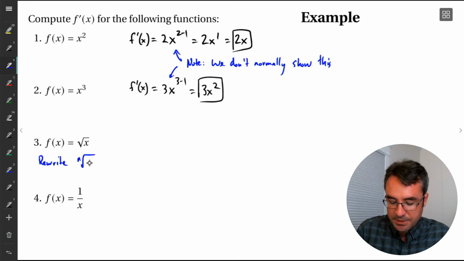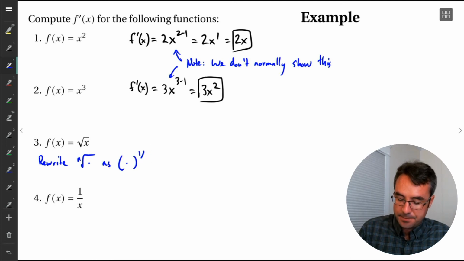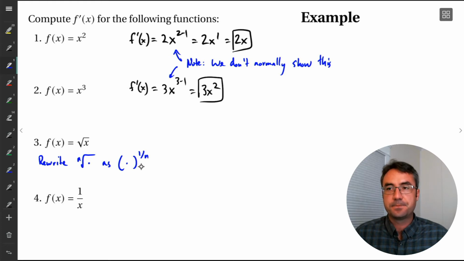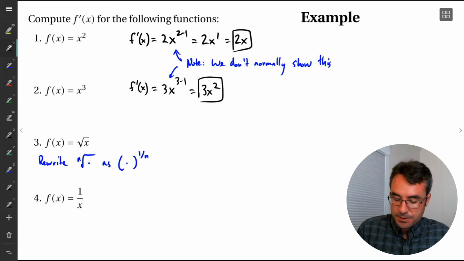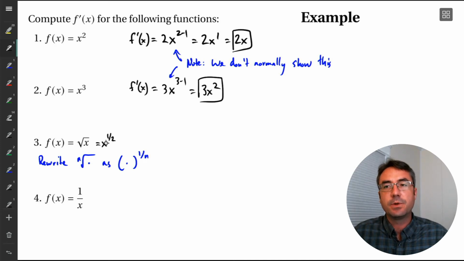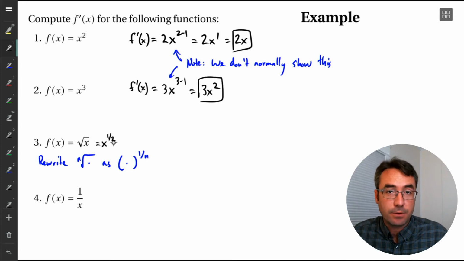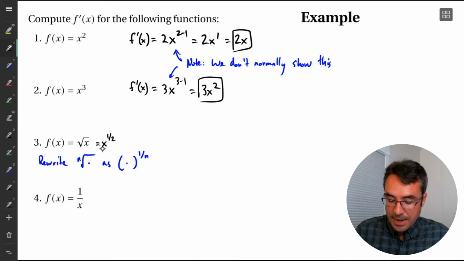So in general, we might see the nth root. We want to rewrite that as raised to the power 1 over n. So the nth root would get rewritten as raised to the power 1 over n. In this function here, it's the square root, so that's like a little 2 here. So the square root would get rewritten as x raised to the 1/2. We want to rewrite any root functions that we have as an actual power function. All right, so now this is a good format.